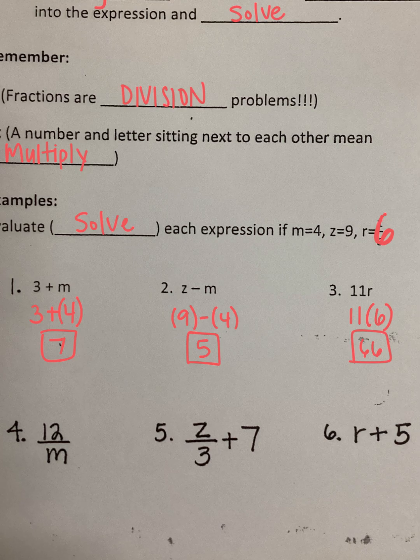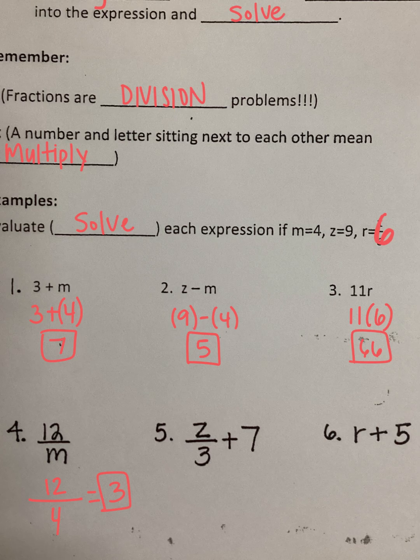Okay, number 4 is 12 divided by m. So I'm going to do 12 divided by, what was m again? 4. What is 12 divided by 4? 3. You're starting to understand and see how it works? Yes. Literally just plugging in what it tells you. It'll tell you what it equals. You just plug it in and then you solve.